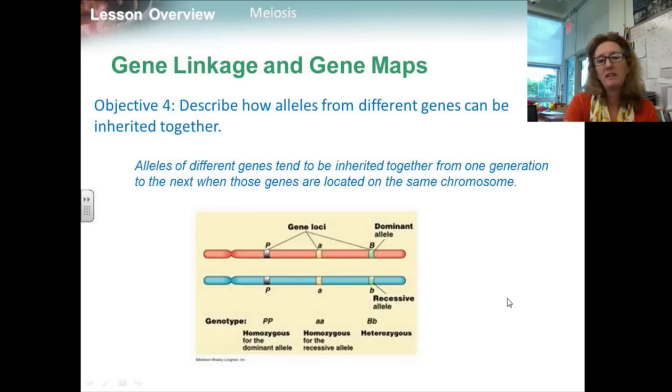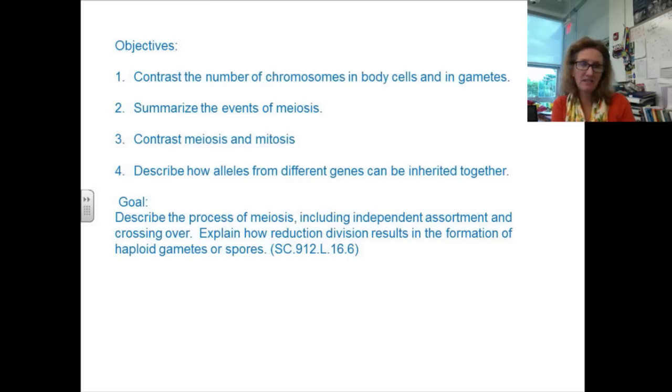So objective 4, describe how alleles from different genes can be inherited together. Alleles of different genes tend to be inherited together from one generation to the next when those genes are located on the same chromosome. All right, so I know that was a lot, and we will review this in class and practice with it too. So objective 1 is contrast the number of chromosomes in body cells and in gametes, summarize the events of meiosis, contrast meiosis to mitosis, and also describe how alleles from different genes can be inherited together. And that definitely all supports describe the process of meiosis, including independent assortment and crossing over. Explain how reduction division results in the formation of haploid gametes or spores.